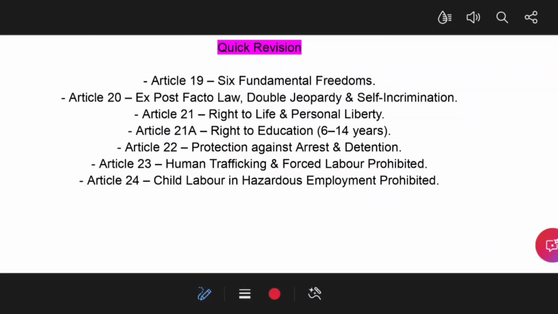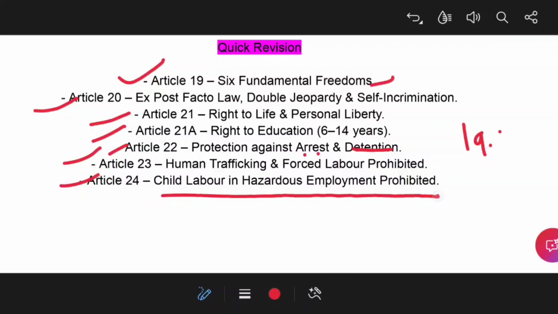So let us take a quick revision of what we have read. Article 19 contains 6 fundamental rights, that is freedom. Article 20 contains 3 parts. The first part is no ex post facto law, the second part is no double jeopardy, and the third part is no self incrimination. Article 21, right to life and personal liberty. Article 21A, right to education. Article 22, protection against arrest and detention. Article 23, human trafficking and forced labor prohibited. And Article 24, child labor in hazardous activity.